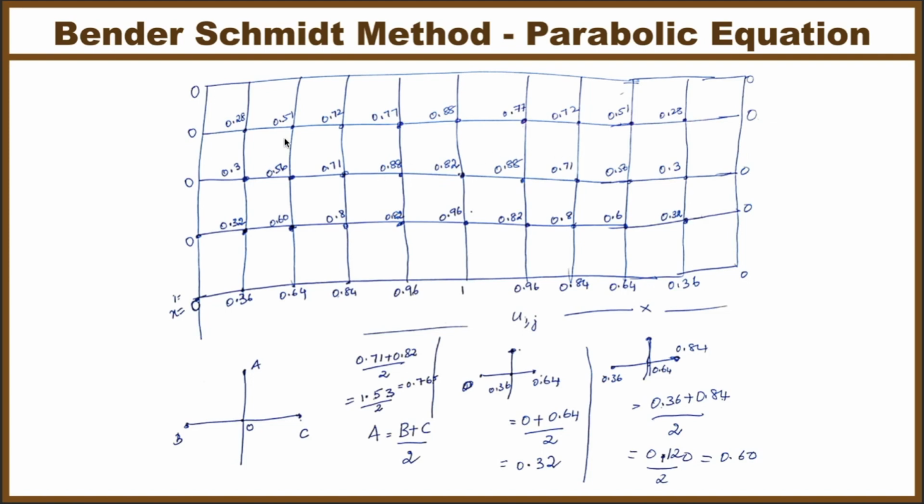Likewise, we have to fill each and every column, every value, that is u i,j. With this, we have found the value of u i,j. Like that, we have to do for each and every one, and you can finish it off. And this is how we find the value of u i,j for this Bender-Schmidt recurrence formula. Thank you guys.